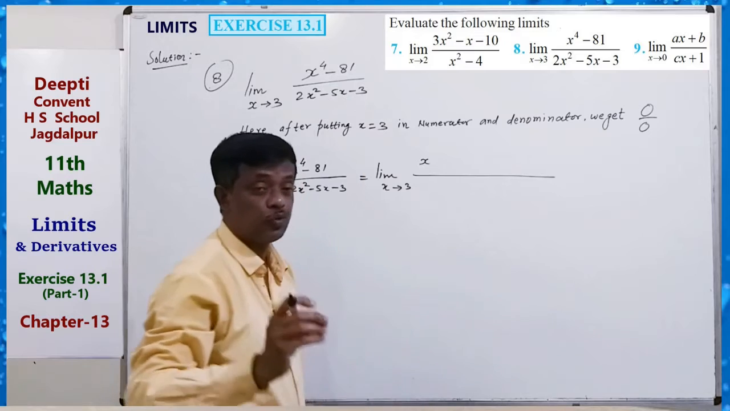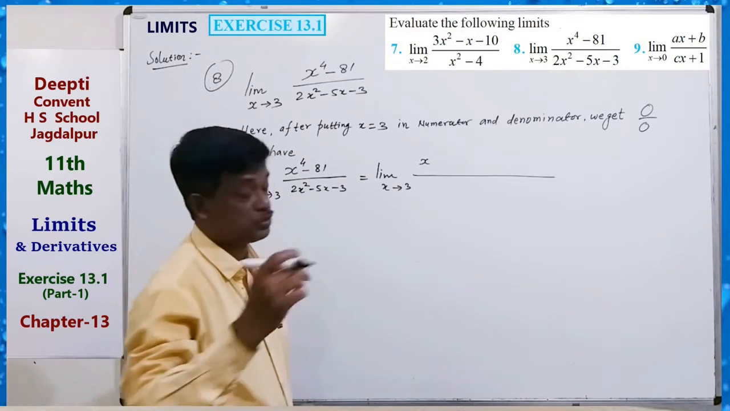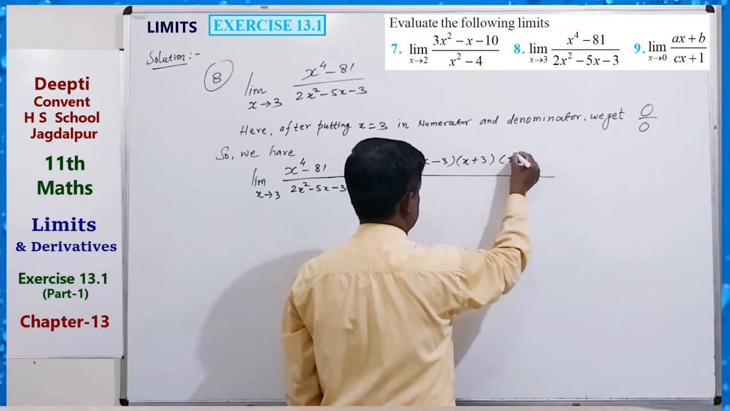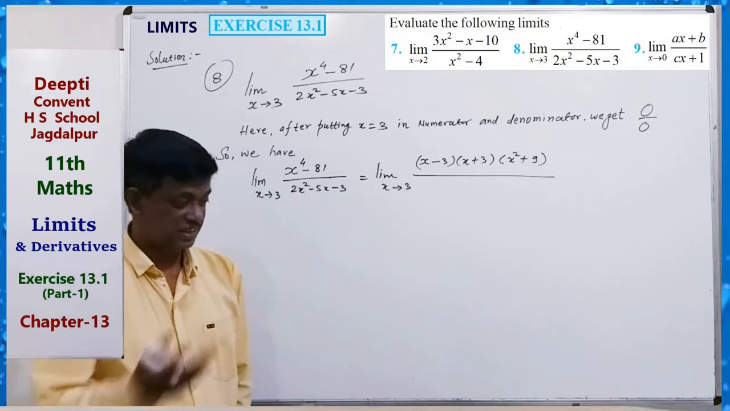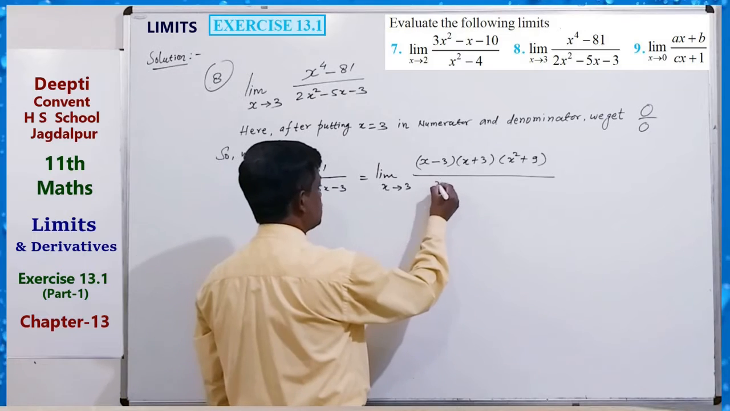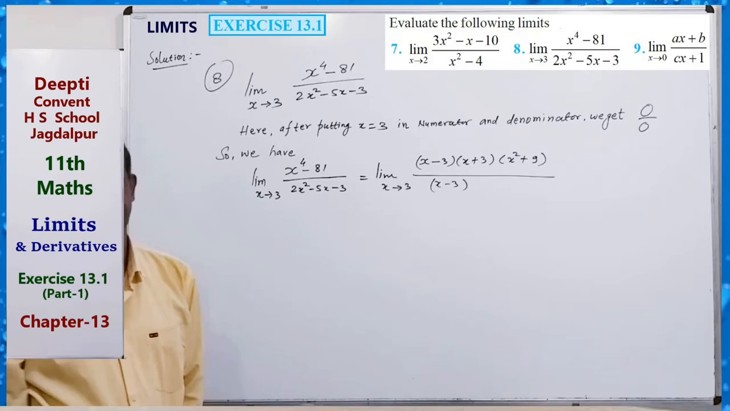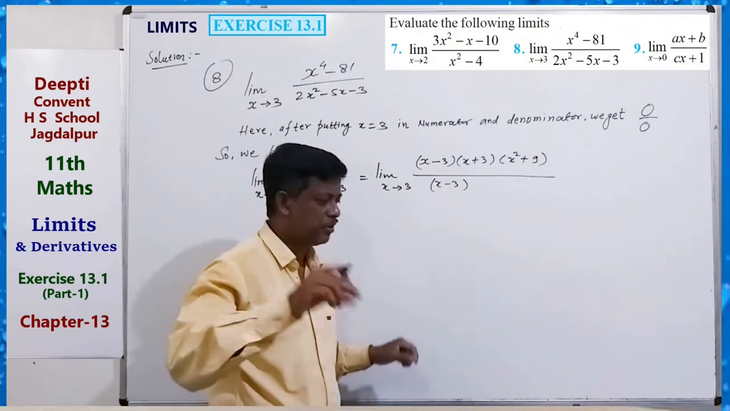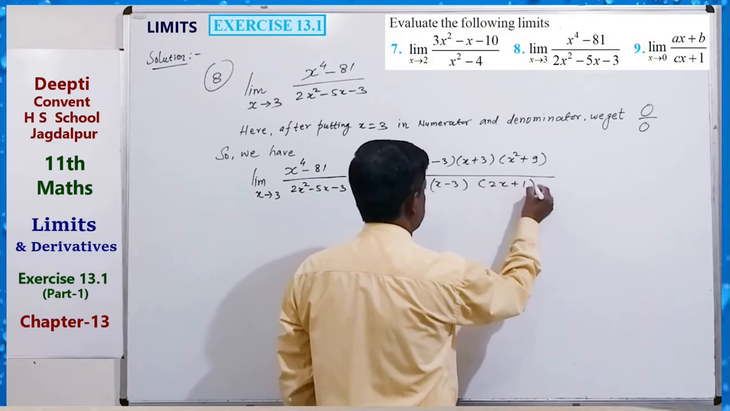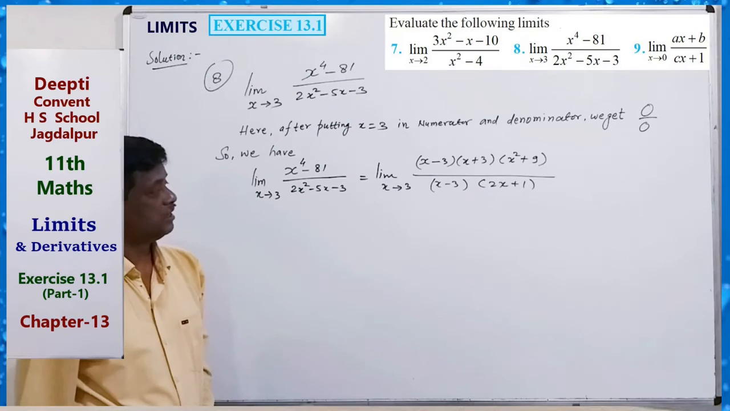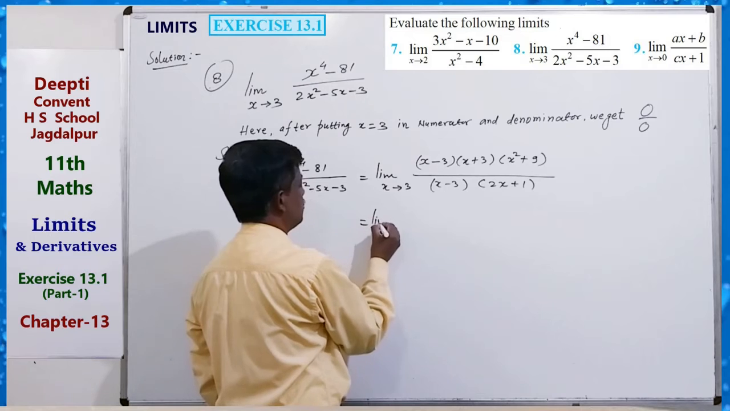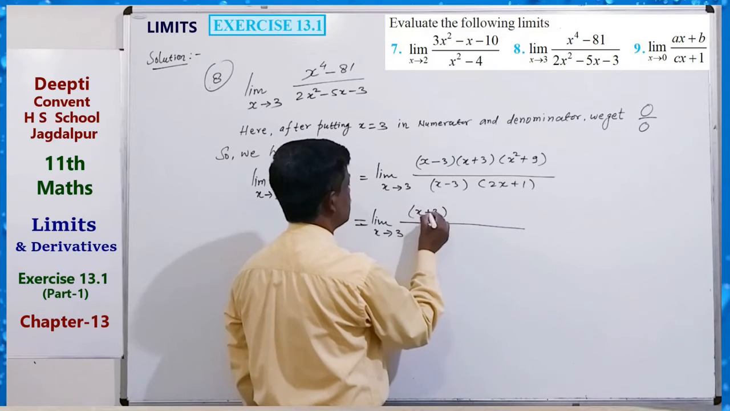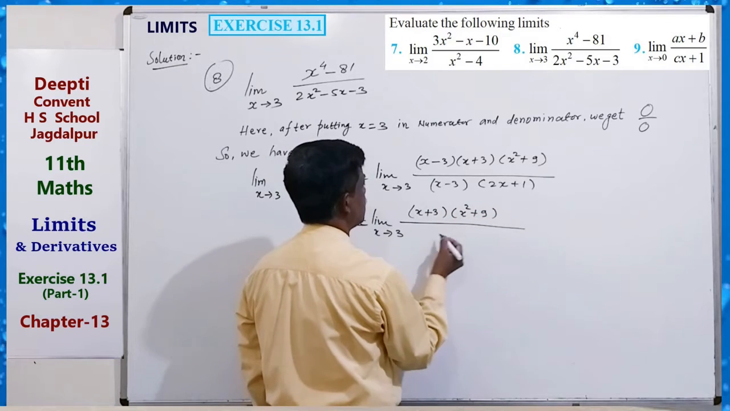So here x power 4 minus 81 is x square minus 9 into x square plus 9. And x square minus 9 means x minus 3, x plus 3, and here x square plus 9. This is a very simple factorization. Now here also, x minus 3 into 2x plus 1; you can do the middle term in rough work. This is the factorization of the denominator. Now these two can be cancelled out. So we get limit x tending to 3 of (x plus 3)(x square plus 9) upon (2x plus 1).